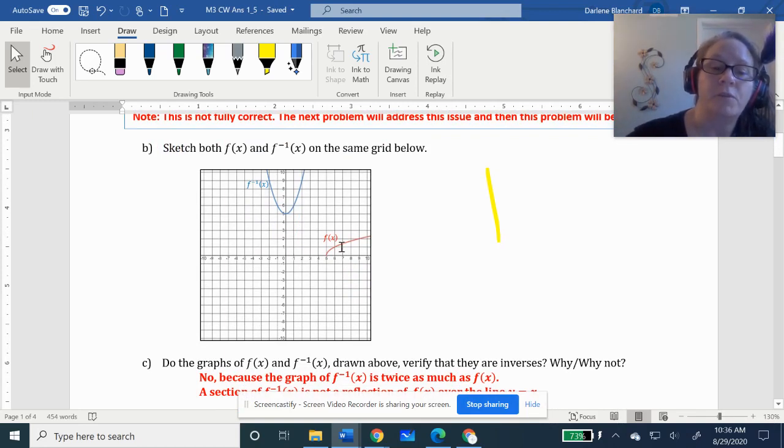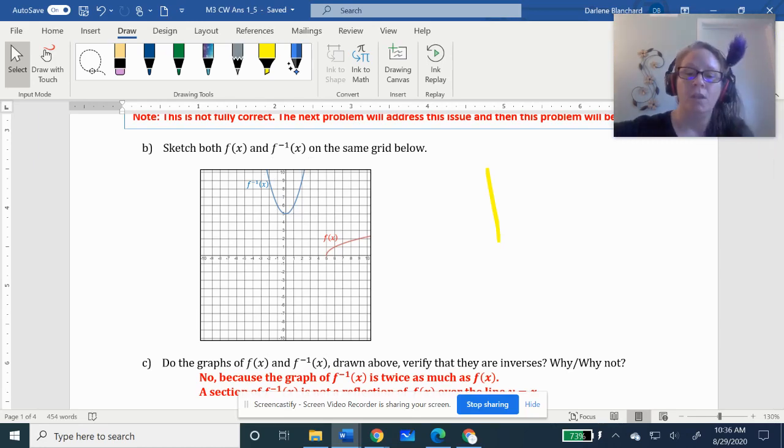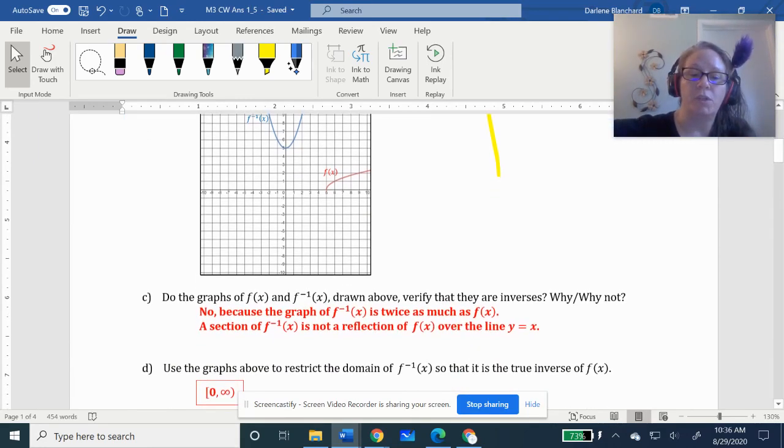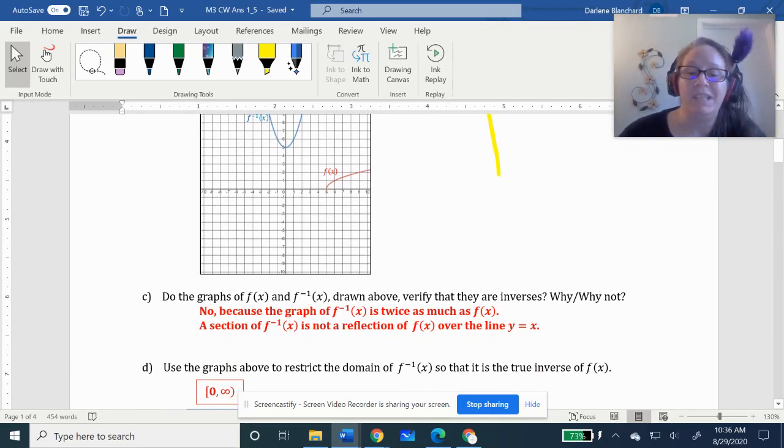They are not full inverses because it looks like f of x is only half the graph that f inverse is. You are expected to explain why these don't verify that they are inverses. And you can see the explanation I have there, which is what I just said out loud.